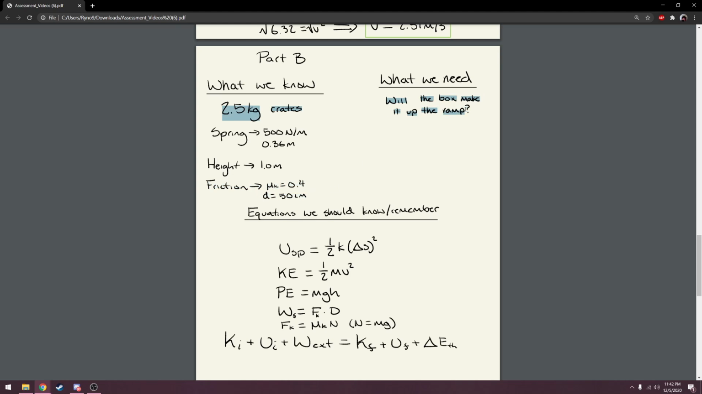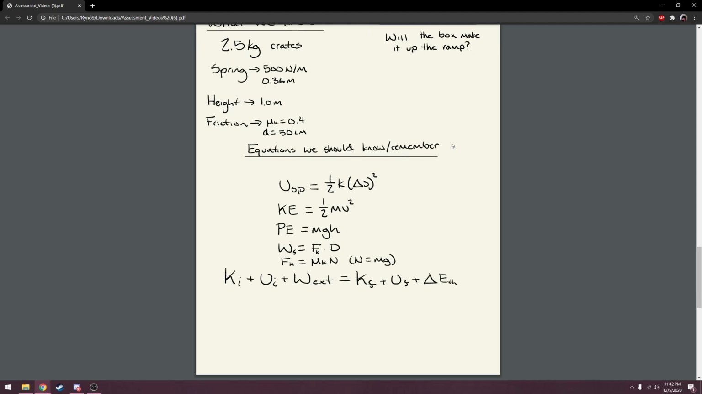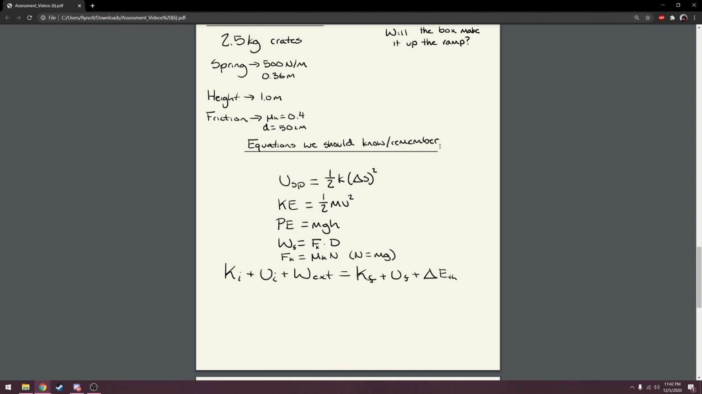And we need to figure out if the box will make it up the ramp. Now, the only thing we added to what we should know and remember for part B is this right here, the work equation, which is force times distance, where force is our force from the friction.